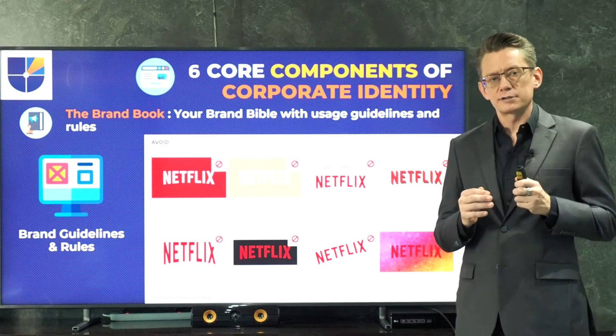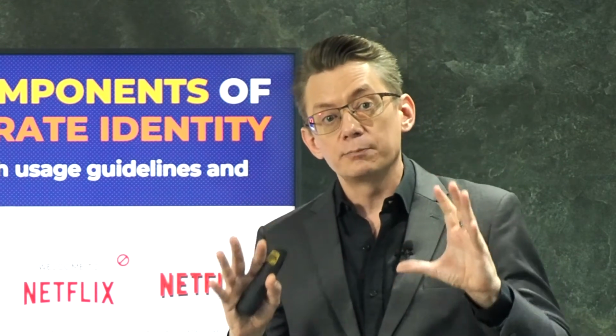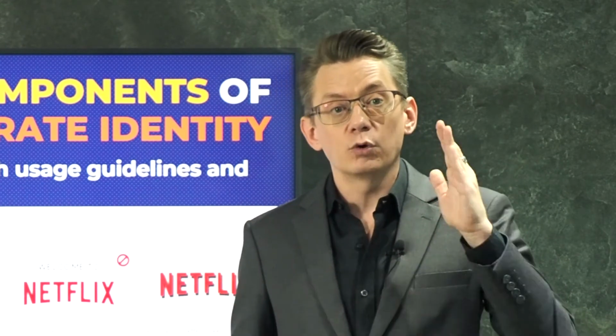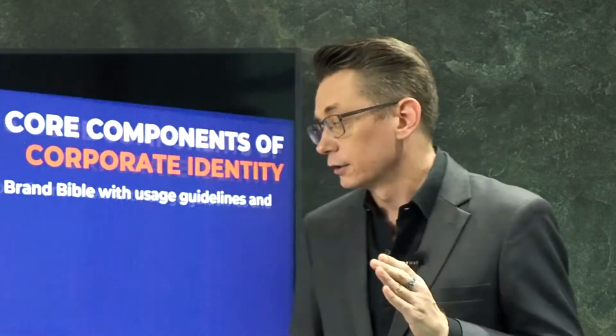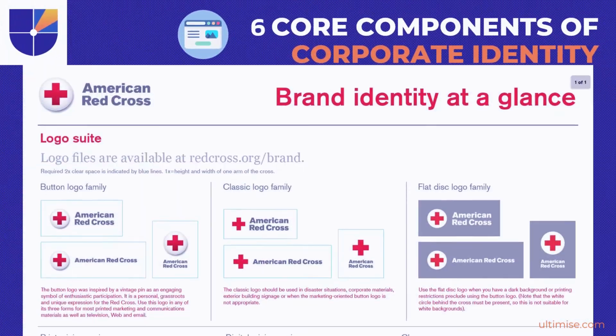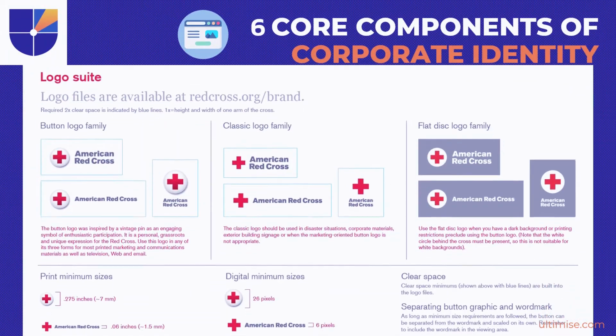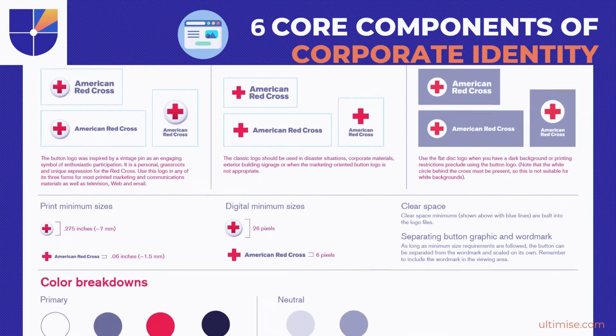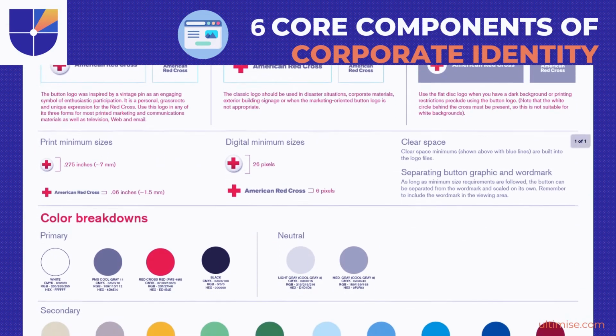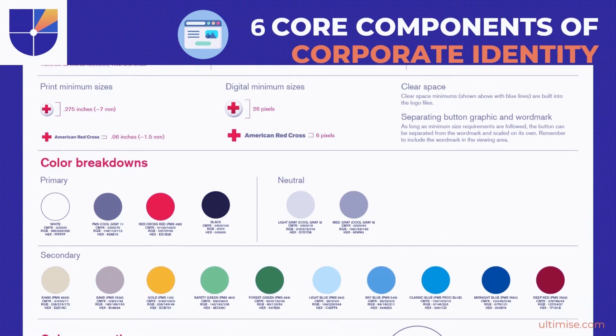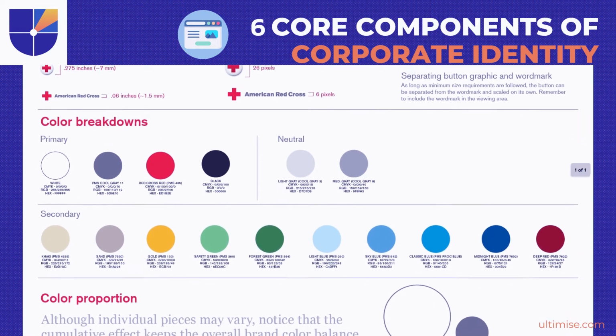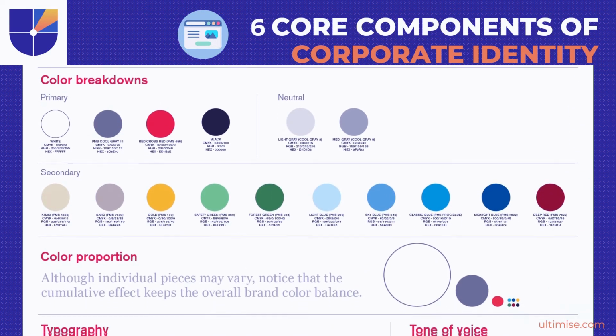Now, this brand book can be multiple pages, dozens of pages, but I thought it was really amazing to see the American Red Cross. They managed to include all of their basic brand guidelines within one A4 sheet of paper. Take a look. This you can see online as well. This is their brand identity. You've got the logo variants, flat disk logo, print sizes, digital size, clear space, color breakdowns, their proportions.